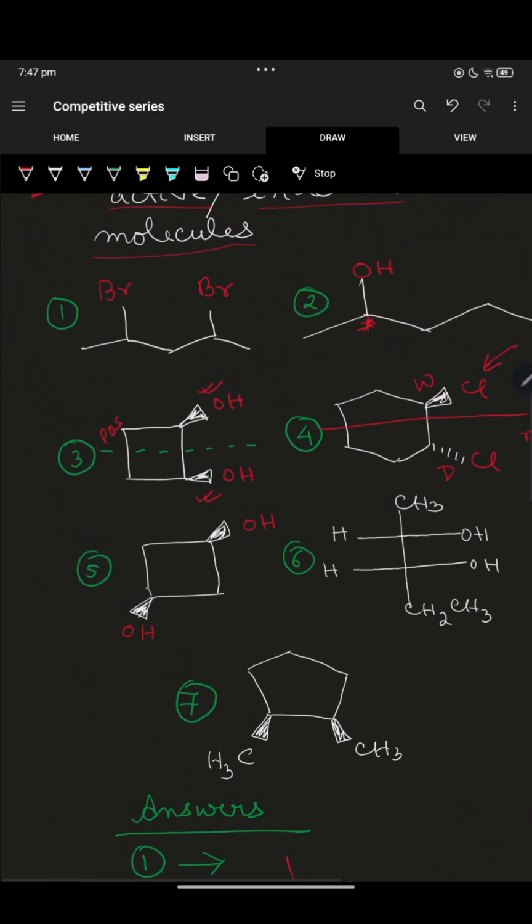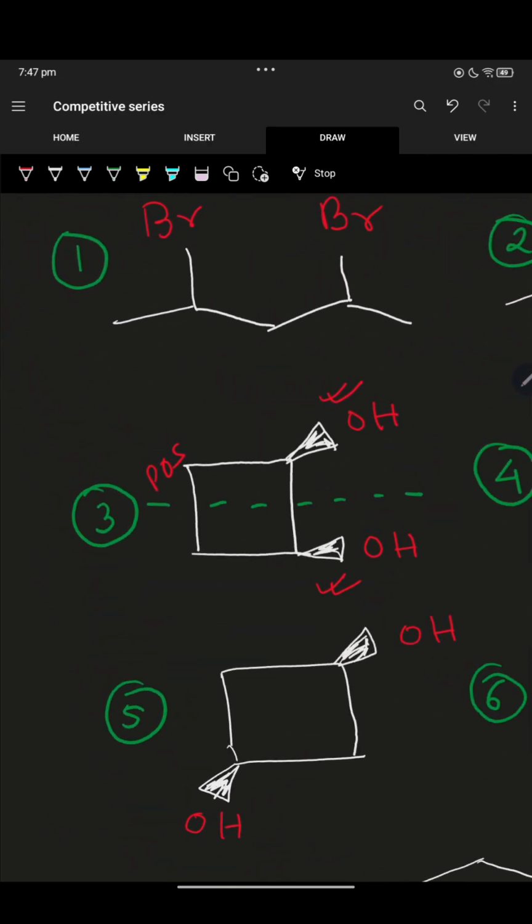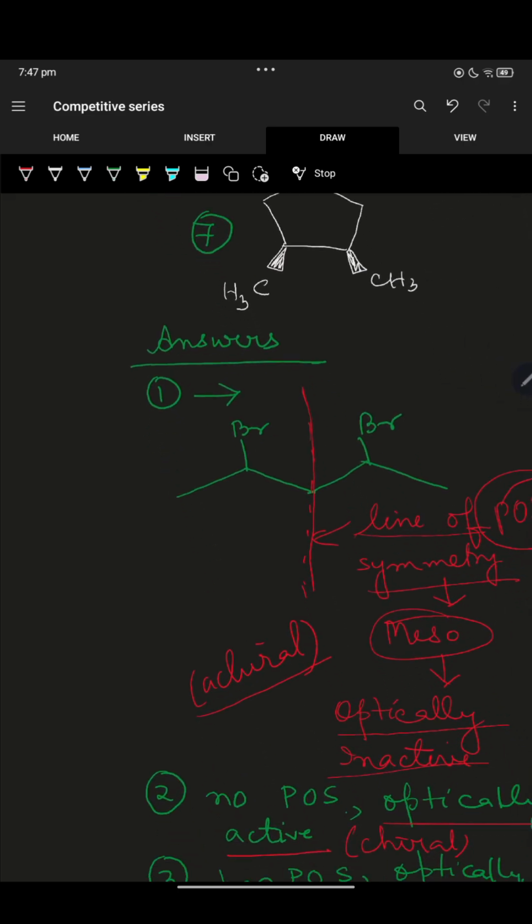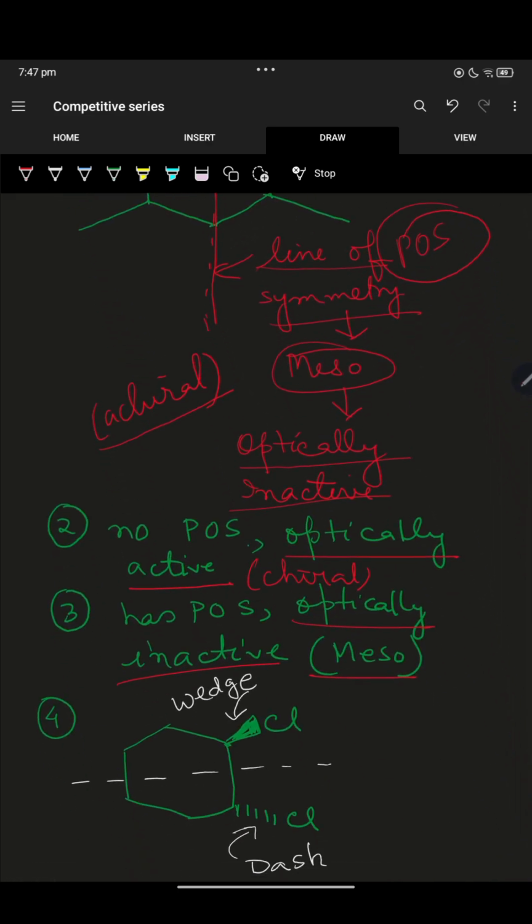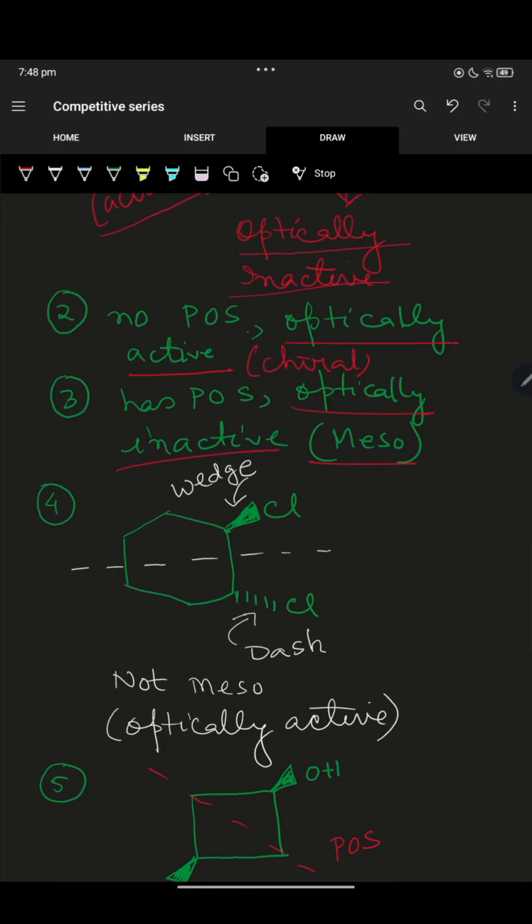See the third one. Third one again, I have drawn the plane of symmetry. Here is the POS. OH is here in wedge. This OH is also in wedge form. Since both are the same, this is POS. Had it been one wedge and the other dash bond, then it wouldn't have been POS. Since there is POS, obviously this compound is meso. It is optically inactive.